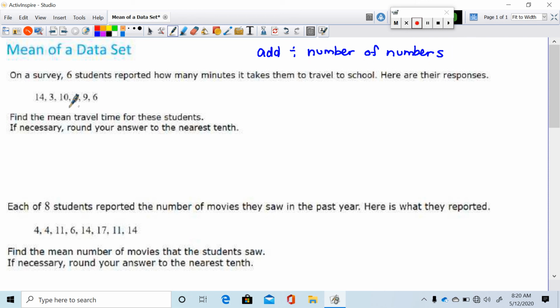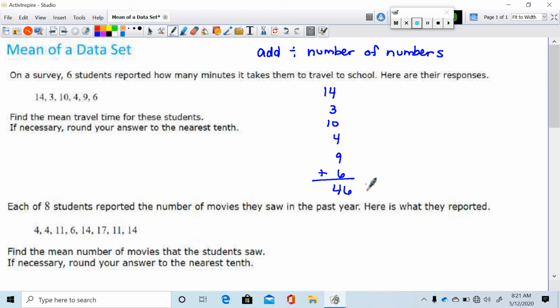So on a survey, 6 students reported how many minutes it takes them to travel to school. Here are their responses. Find the mean travel time for these students. If necessary, round your answer to the nearest tenth. So I'm literally going to just add these numbers. Add them all up. When you add those up, you get 46.